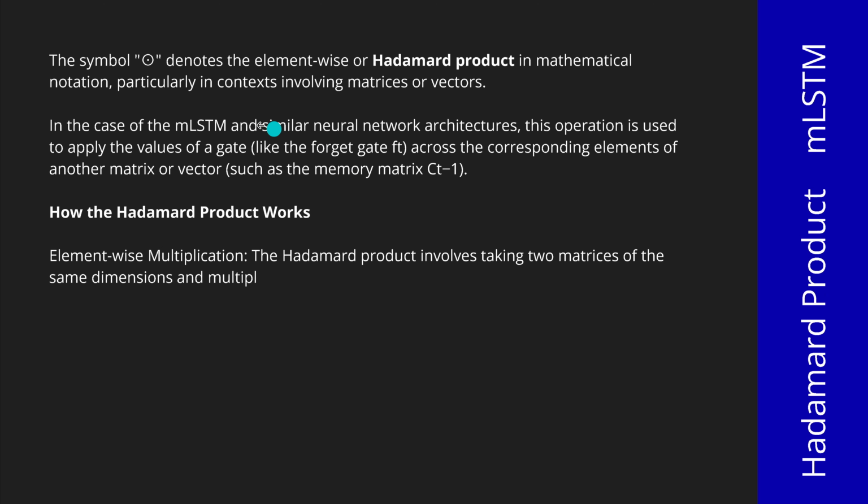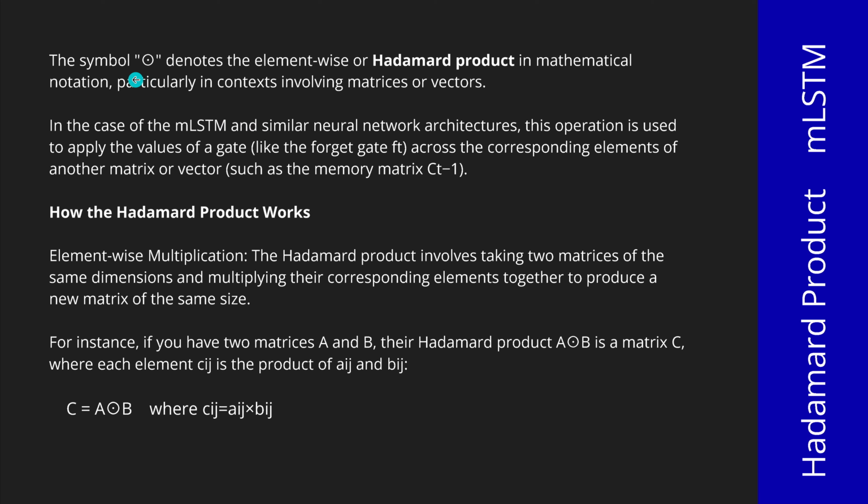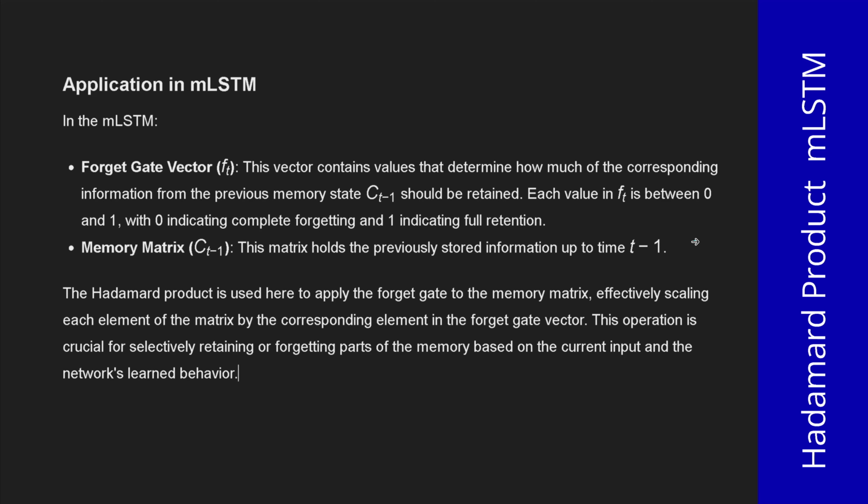But we have another mathematical operation, called the Hadamard product. We have a beautiful mathematical notation here. The symbol denotes the element-wise or Hadamard product in the mathematical notation. And of course, we do it here with matrices. How does the Hadamard product work? Element-wise multiplication involves taking two matrices of the same dimension and multiplying the corresponding elements together to produce a new matrix of the same size. And yes, you have an idea how this works.